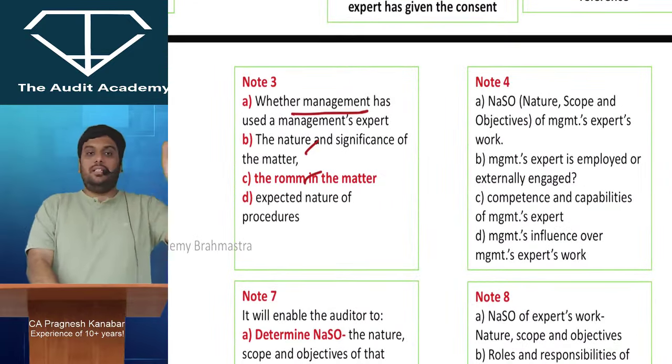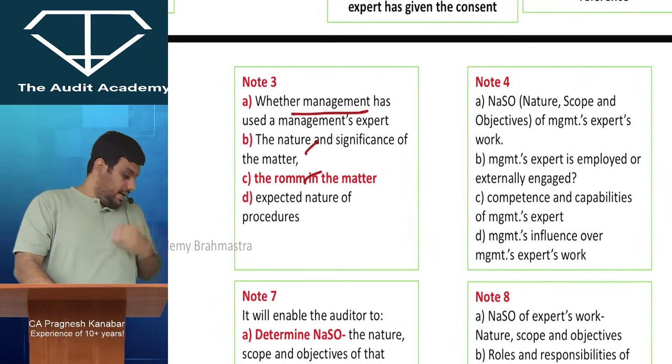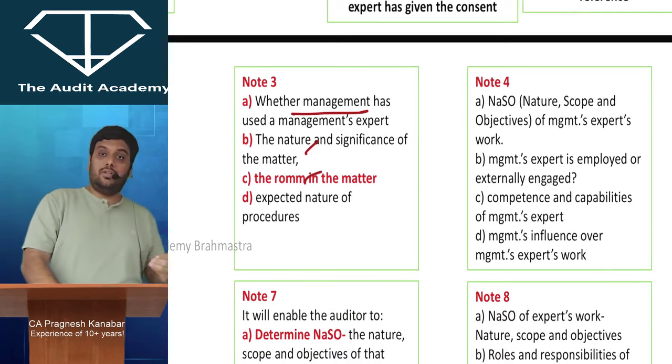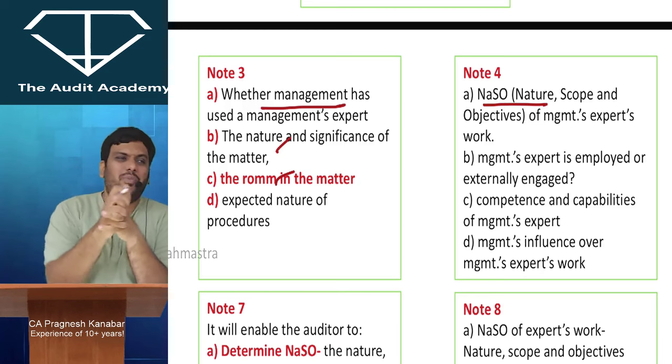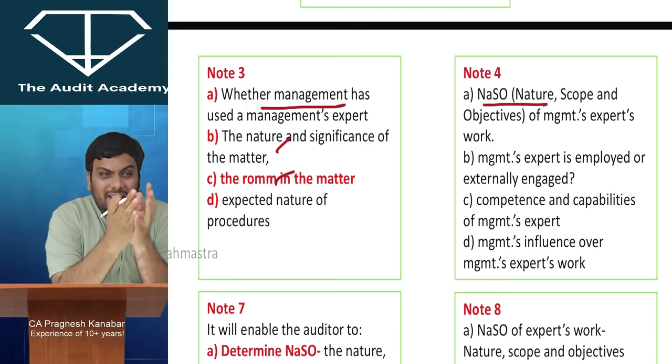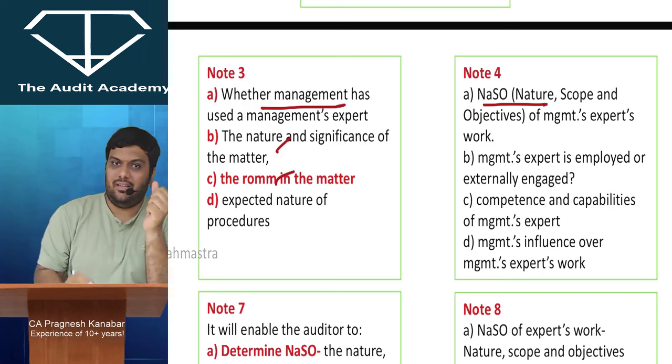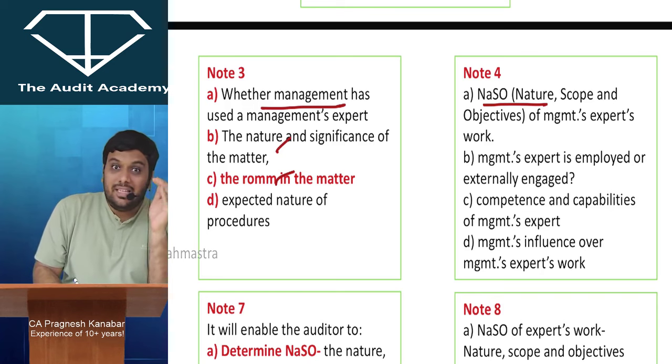Let us say management has appointed an actuary or engineer. Now my decision whether I really want to appoint an expert or not will depend upon, first, what is the nature, scope and objective of that management expert's work? Is he or she really covering the relevant area? What are the ethics of that person? What is the competence and capability of that person? What is the risk involved in the matter?